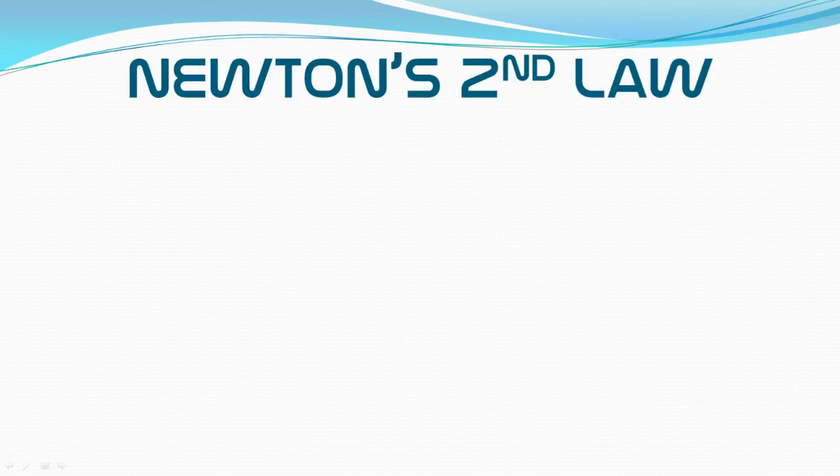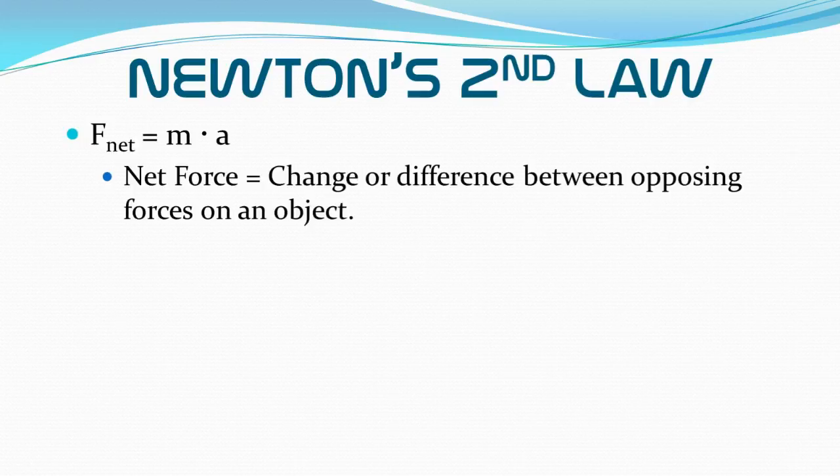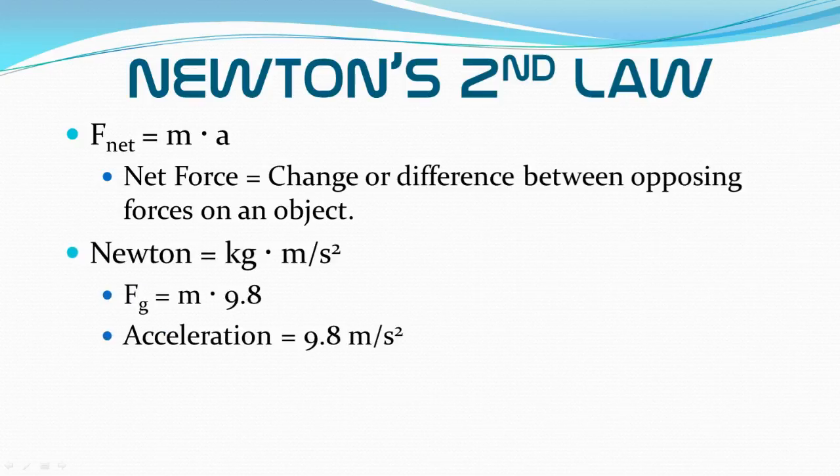Newton's second law describes motion that's accelerating. It's not a phrase, but a formula. The net force equals mass times acceleration. The net force is the change or difference between opposing forces on an object. It's how much more a force is pushing in one direction than it is in another, or how much less it's pushing in one direction than another. This formula and the gravitational force formula help us explain why 9.8, the gravitational force constant, is a variation of acceleration.